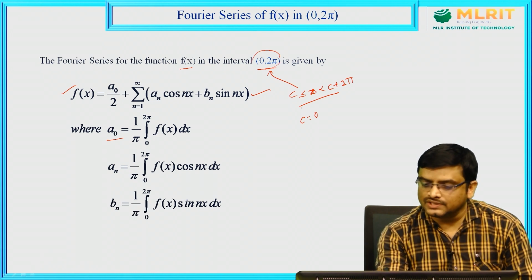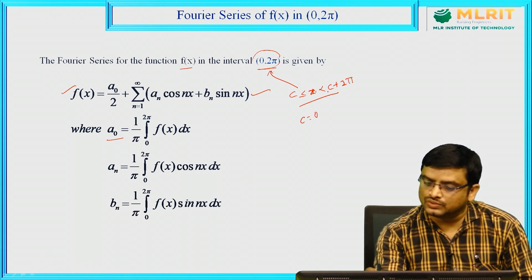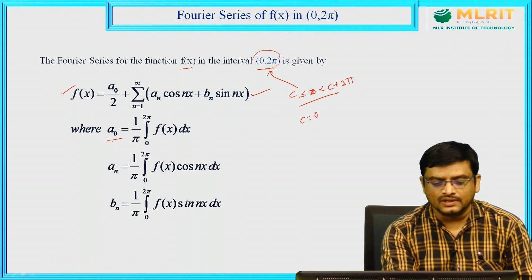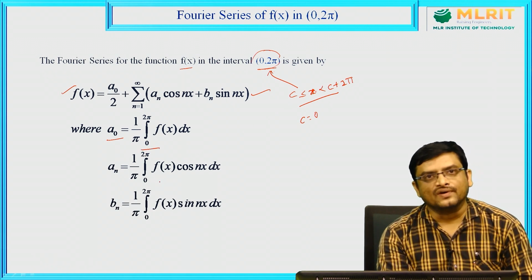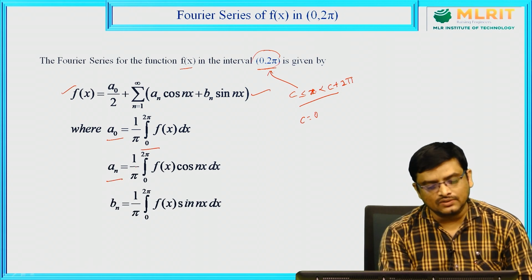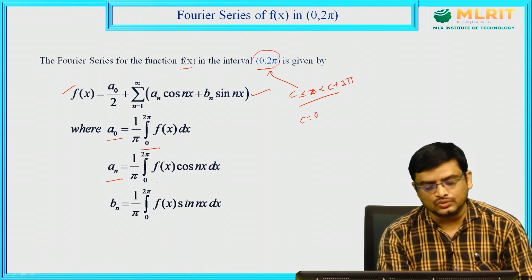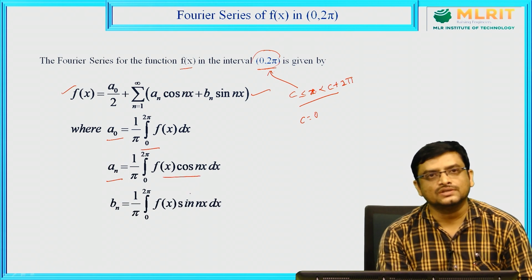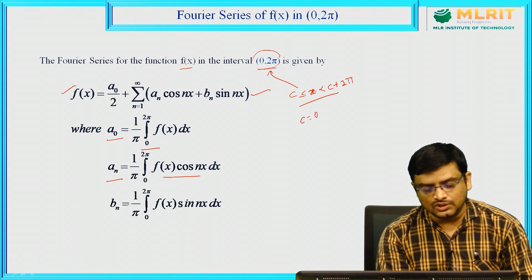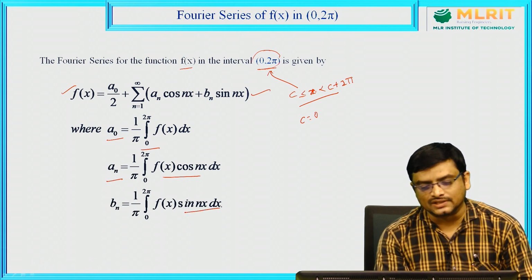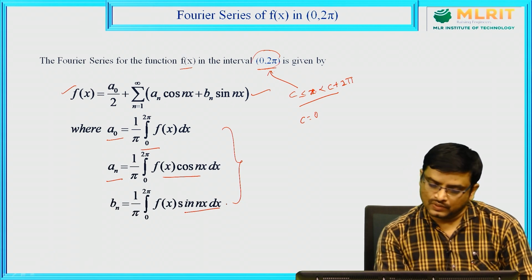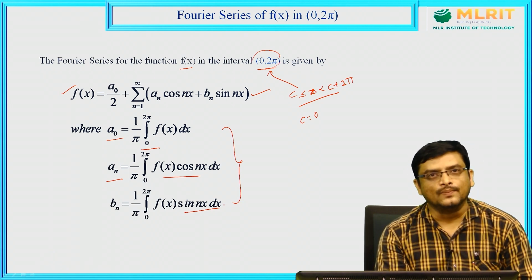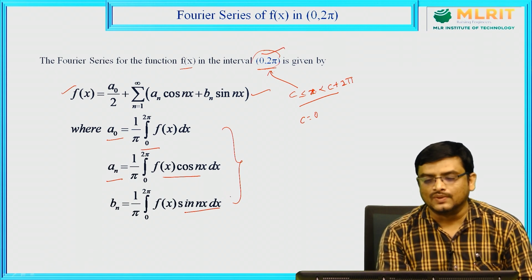So by substituting c is equal to 0, you will get a naught is equal to 1 by pi integral 0 to 2 pi f of x dx, and a n is equal to 1 by pi integral 0 to 2 pi f of x into cos nx dx, b n is equal to 1 by pi integral 0 to 2 pi f of x into sin nx dx. So these are the three standard formulas we are going to use to find out a naught, a n, b n in the interval 0 comma 2 pi.